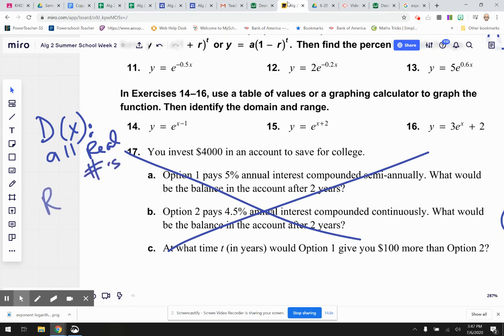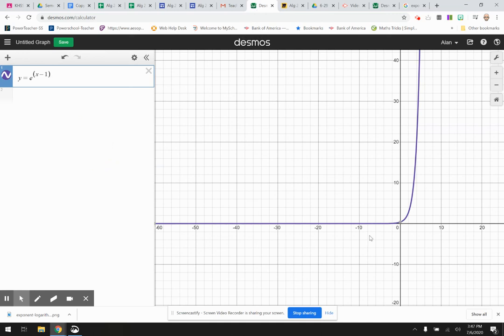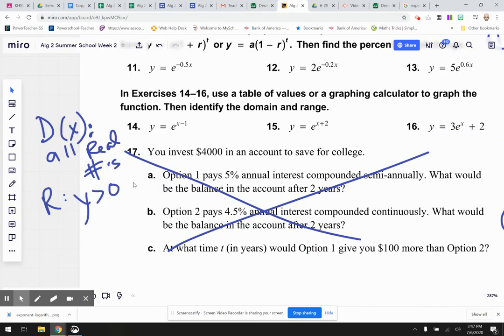The range is your y values. And if you look at the graph, y is not under 0, so y cannot be less than 0. So y has to be greater than 0 for your range.